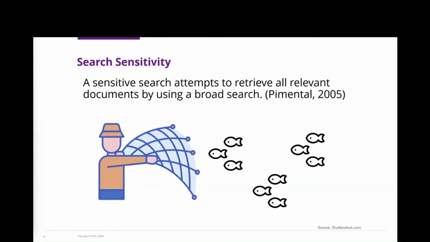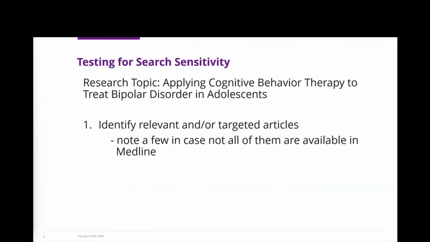By conducting a sensitive search, we're trying to capture all relevant documents using a broad search, much like casting a fish net. Let's say our topic was about applying cognitive behavioral therapy to treat bipolar disorder in adolescents. I have done some preliminary searches and chosen a few articles that are highly relevant to my topic, and I'd like my search strategy to capture these articles.